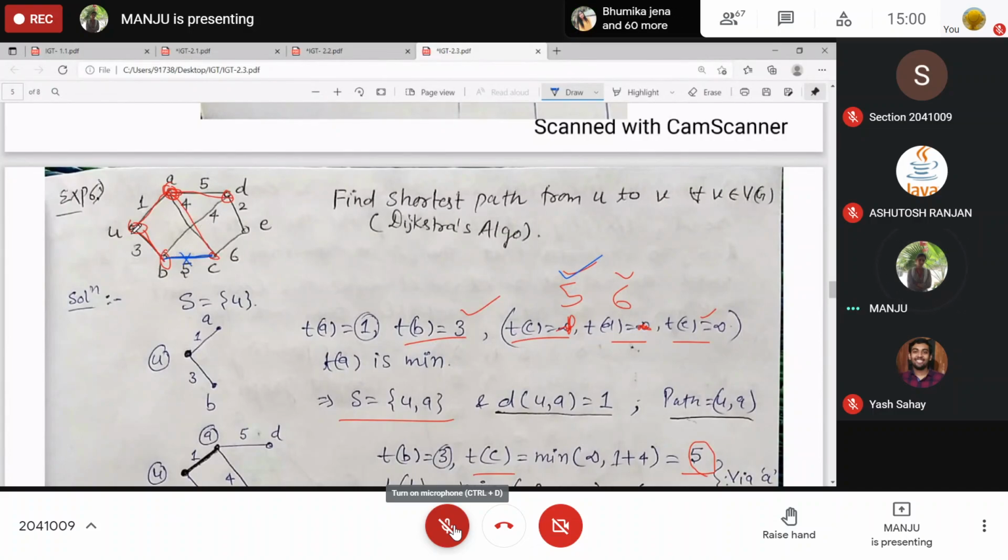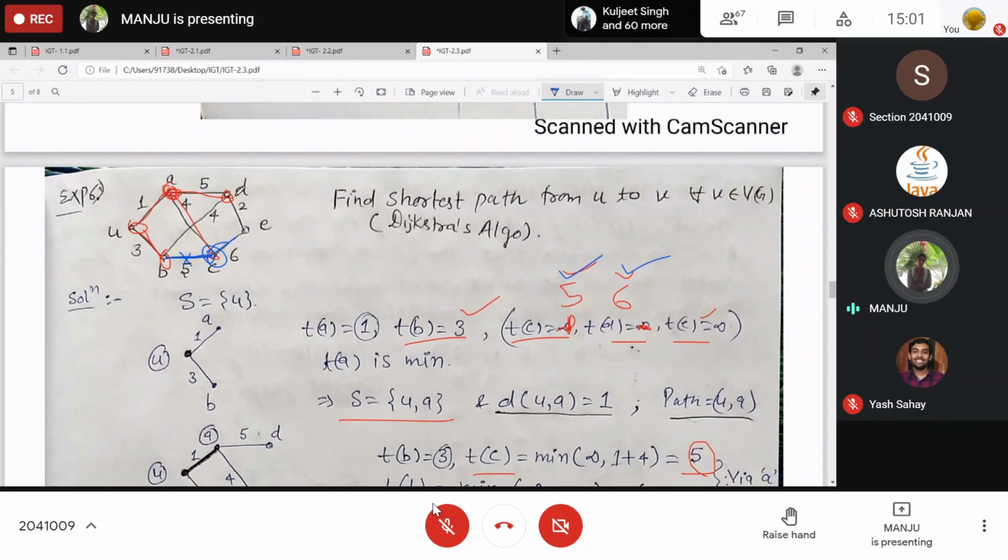B to D, 3 plus 4. Earlier it was 1 plus 5. Earlier it was 6, now it is 3 plus 4. So what have we got? 7. So minimum of 6 and 7, 6. B to E, again infinite. So minimum of these two, D. D comes into picture. Now via D explore all these. Via D you will get minimum is C or D? Not D, C. It is C. This one. Via C you can explore all these.